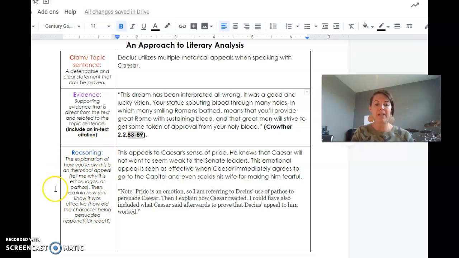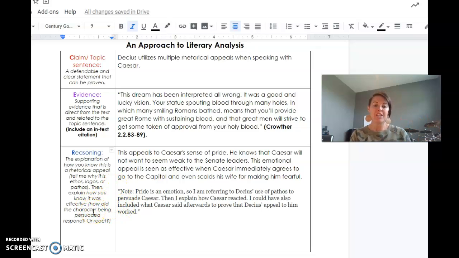So if I look at my box here, it says an explanation of how you know this is a rhetorical appeal. And so tell me why it's ethos, logos, or pathos. So that's the first step. Then you need to explain how you know it was effective.